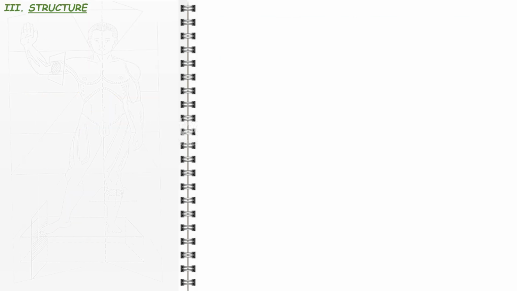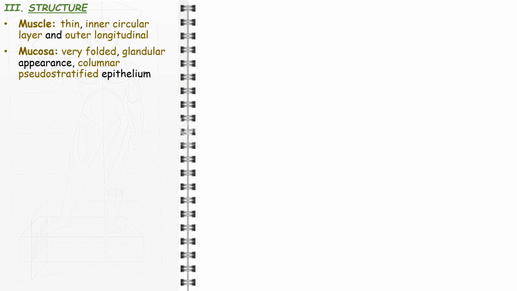The wall of the seminal gland is made of 2 layers. The muscle is thin and made of an inner circular layer and an outer longitudinal layer. The mucosa is very folded with glandular appearance, covered by columnar or pseudostratified epithelium.